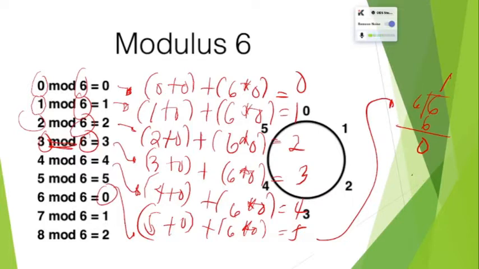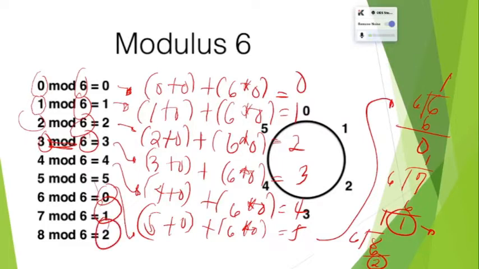Now, let's go with 7 mode 6. So, ibig sabihin 7 divided by 6. So, that is 1. So, ang remainder natin is 1. Kaya, ang answer natin ito. Kuha? Now, let's go with 8 mode 6. So, that means it is 8 divided by 6. So, 1, 6. Then, ang remainder natin is 2. Kaya, 2 ang answer. So, that is how we get modulus.